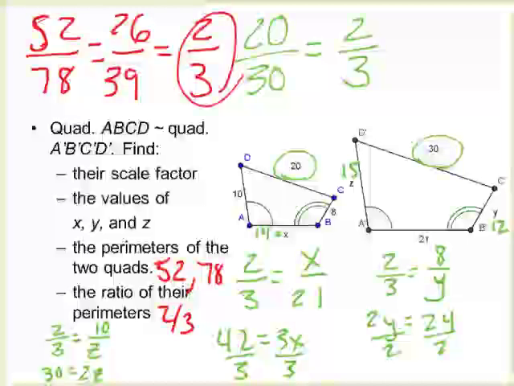Wait, we're 26 over 39. 52 divided by 78 reduces by 2. If I reduce 52 by 2, I get 26, and then, yeah.